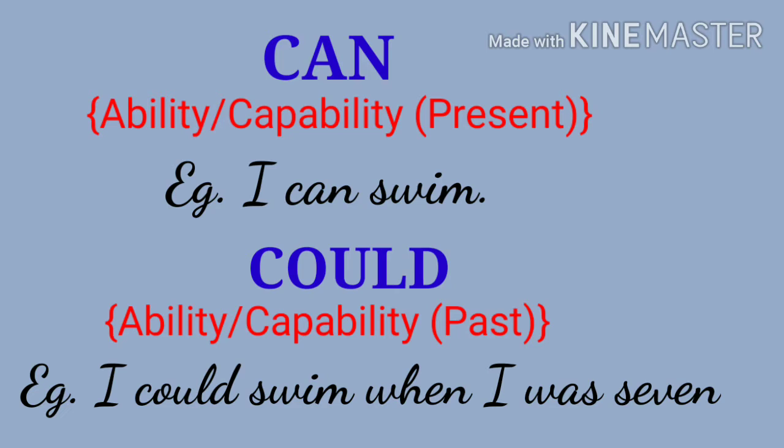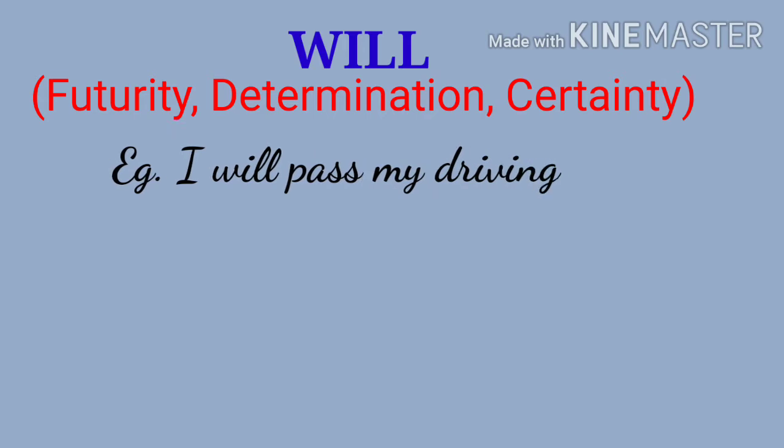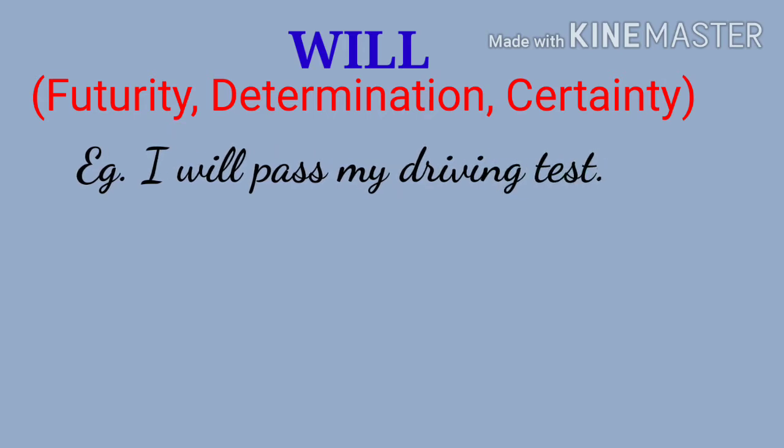In this way, these two modal auxiliaries can be written in the sentence for showing ability or capability. Now the second modal auxiliary is will. It shows futurity, determination or certainty. In our exams, when we see I will pass my driving test, in this way will is showing you that certainty, futurity or determination.